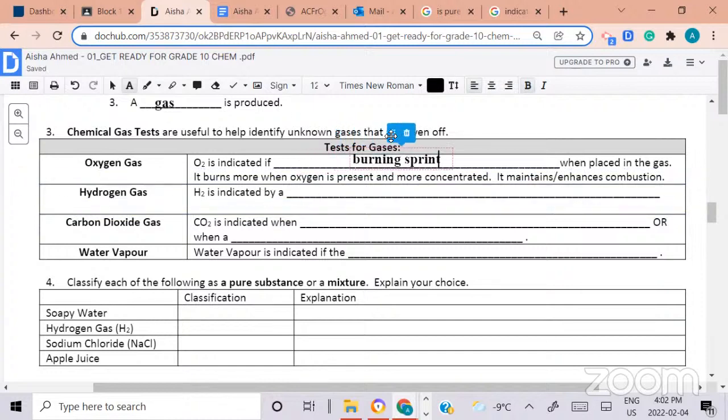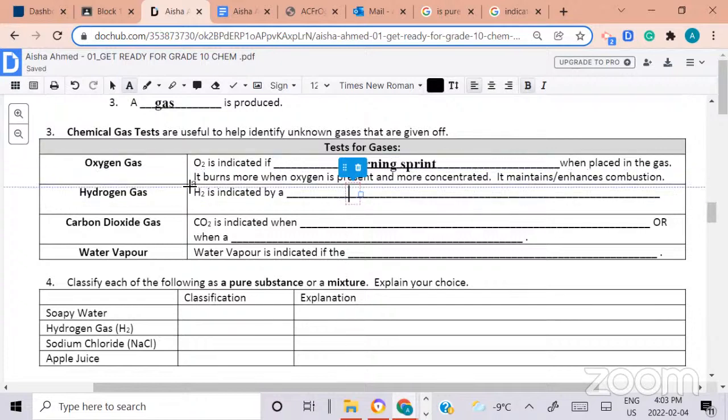Actually, no. Wait, one second. It's not a burning splint. I don't know if it's called a flaming splint. Let me think. Oxygen gas is indicated when you have a piece of wood that's burning, but it's not actually like a fire. There's a word for it. When it's not burning, but then when you put in oxygen gas, it will start to actually combust. It says it burns more when oxygen is present and more concentrated. The word for it, I don't remember, but it's okay.